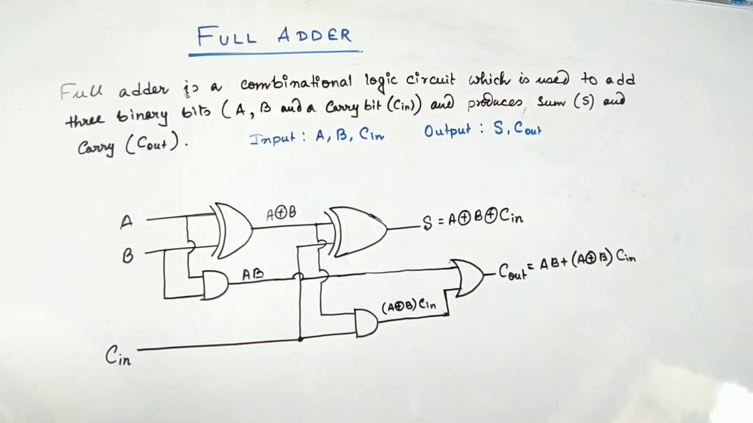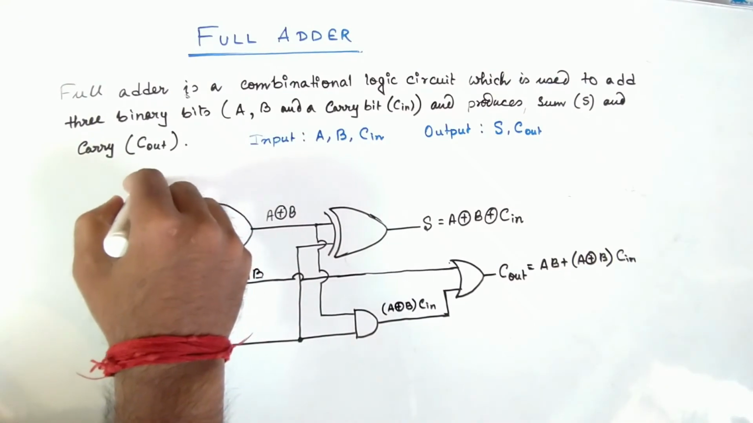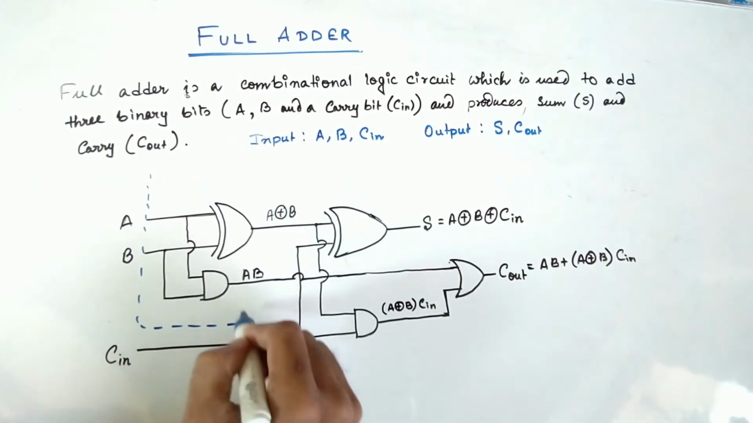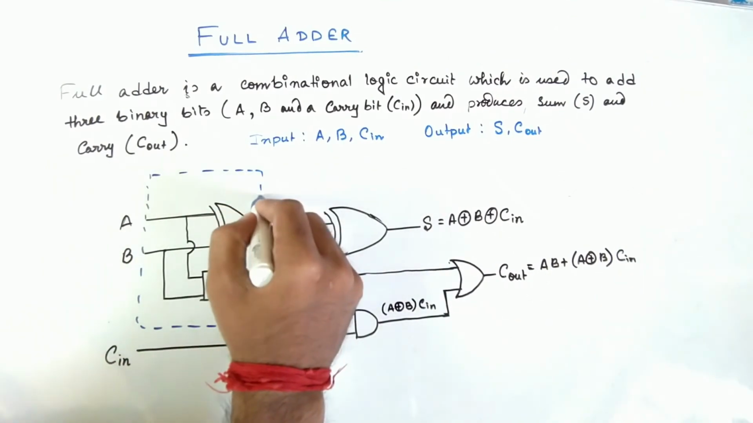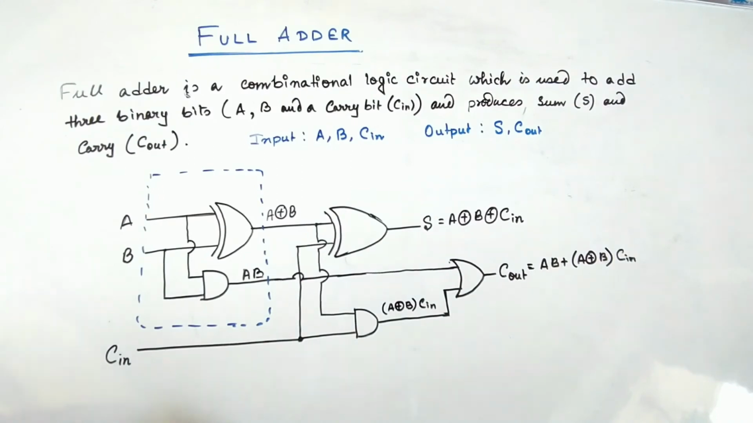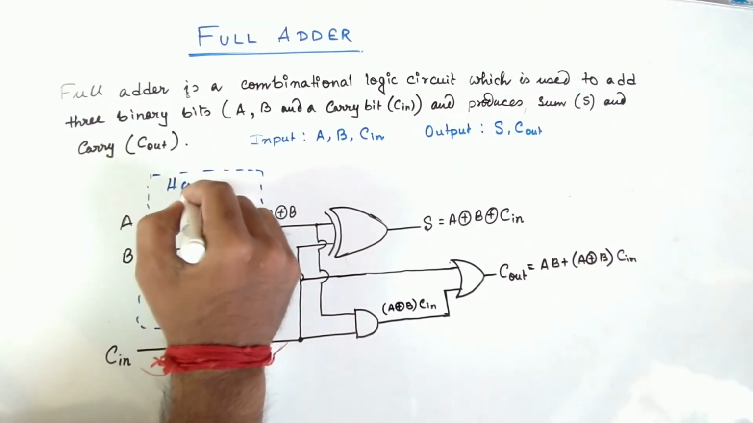Now if we thoroughly watch this and compare it with the logic circuit of half adder, in the logic circuit of half adder we know that there is one XOR gate and one AND gate. So this is half adder 1.